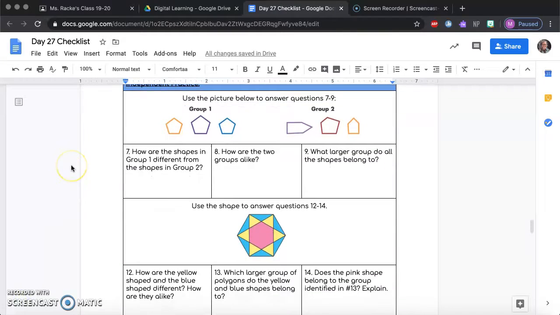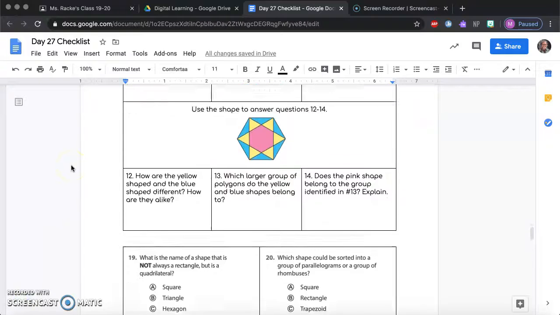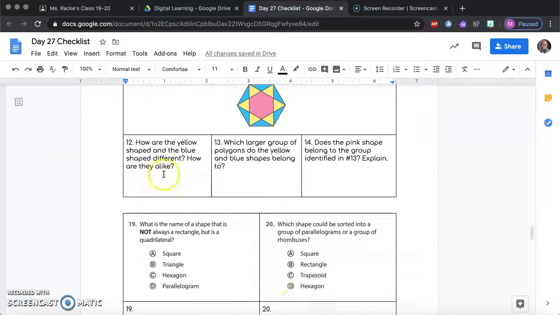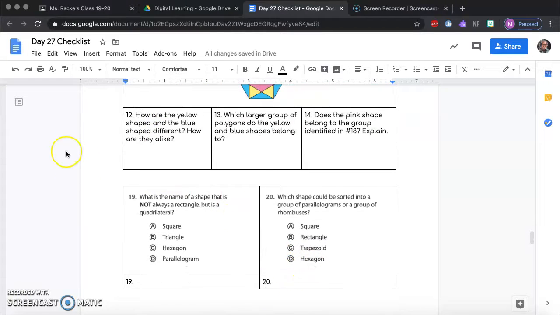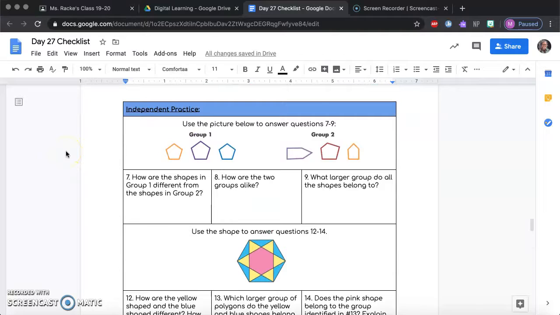So now it is your turn to complete the rest of the questions. You have from 7 through 20 to answer, and feel free to look back on the guided practice and use that little cheat sheet that I gave you to help you. So good luck.